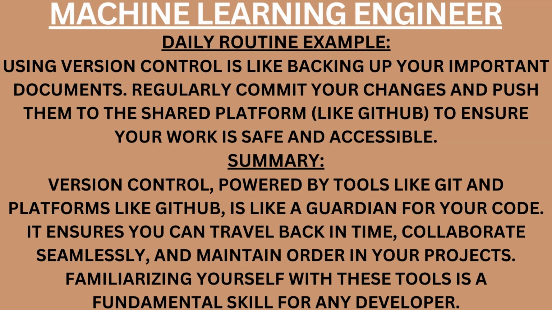Summary. Version control, powered by tools like Git and platforms like GitHub, is like a guardian for your code. It ensures you can travel back in time, collaborate seamlessly, and maintain order in your projects. Familiarizing yourself with these tools is a fundamental skill for any developer.